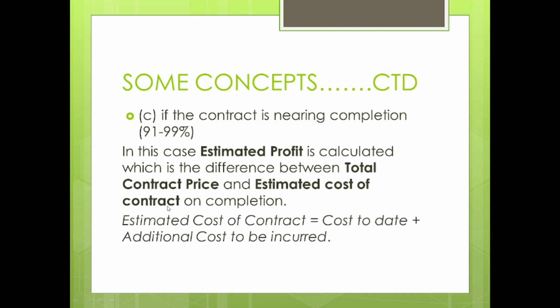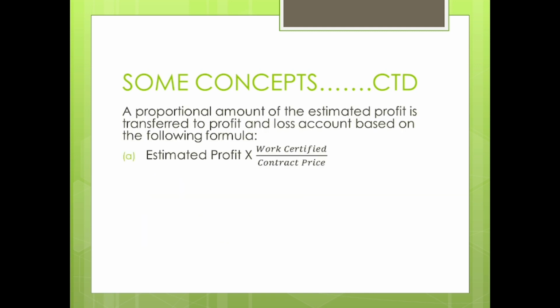Now what is estimated cost of contract? Estimated cost of contract means cost to date, means till date how much cost is incurred, plus how much additional cost is likely to be incurred. I total these two, I get estimated cost of contract. Now what is estimated profit? So estimated profit is again calculated like this.